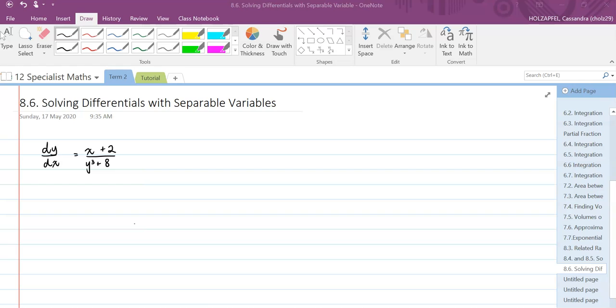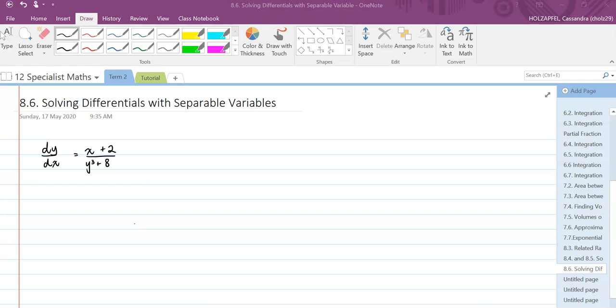So here I can see an example. We've got dy/dx is equal to (x + 2) over (y^3 + 8). So what I can do is move these x's and y's freely around the equation. I don't have to perform too much magic to get that particular piece of algebra to work. So let's go ahead and do that.